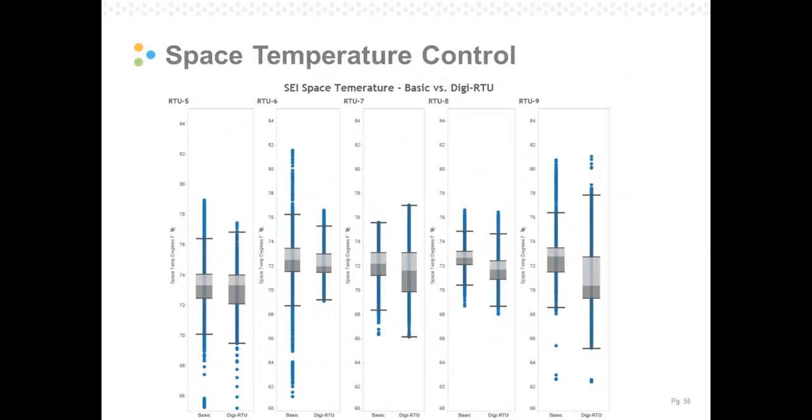This particular case in RTU 9, at this particular site, there was a temperature difference in the space, but it was about 2 to 3 degrees. But that particular site too had a tendency to play with their thermostat a lot more than the other sites.